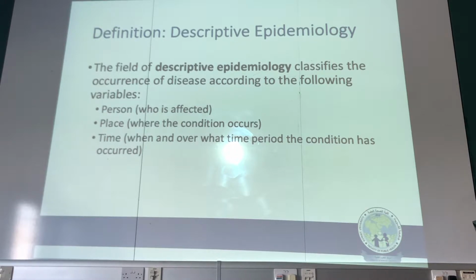So, descriptive epidemiology basically classifies the occurrence of disease according to the following variables. Very logical. You are basically classifying people. Persons who are affected, had diabetes, did not have diabetes; place, such as Kuwait, Saudi, Oman; and time, at what point of time. So when you do a cross-sectional study, the prevalence of diabetes in Kuwait between 2004 and 2016, you have a descriptive epidemiological study.